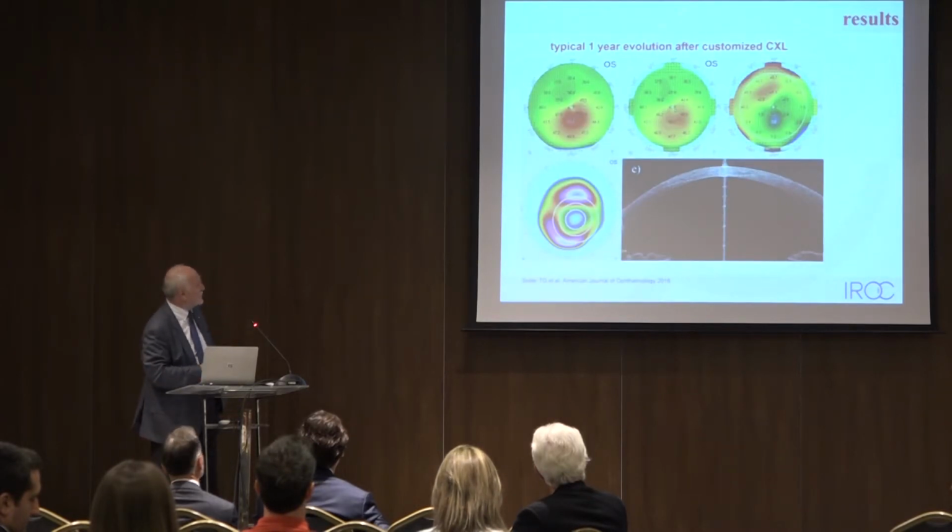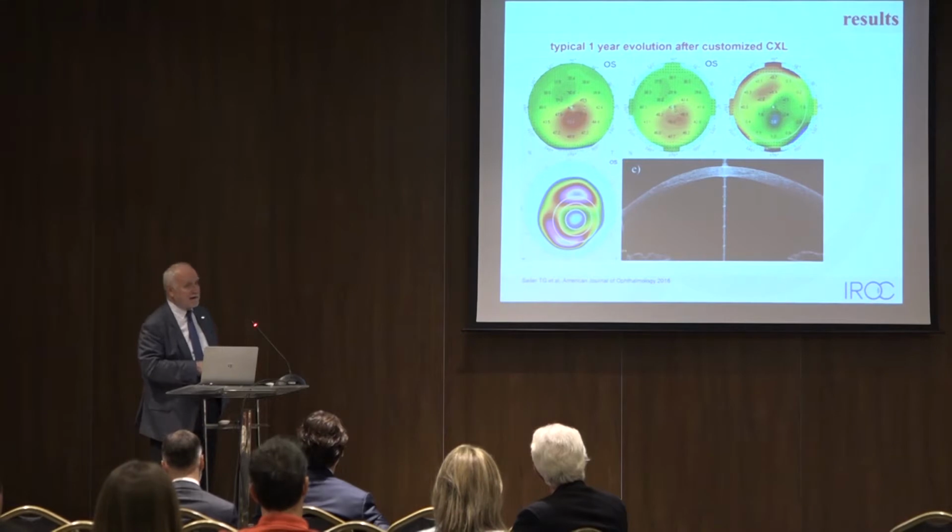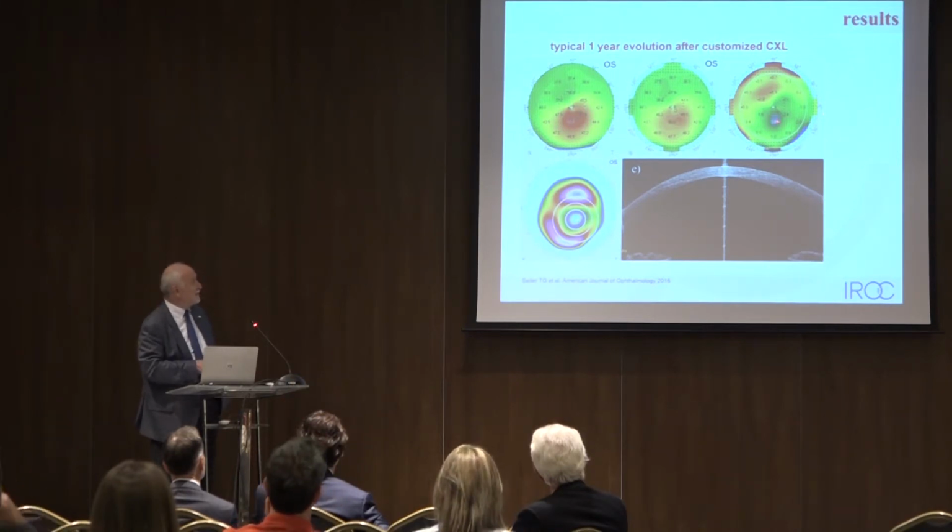And that's a typical case, 1 year after cross-linking, the case I showed you, that is the pattern. That is 1 year after, and this is the difference map. If you look at the difference map carefully, you see 2 effects. One is flattening over the cone, where we did the most. But also you see a steepening at the opposite, which is, of course, beneficial.